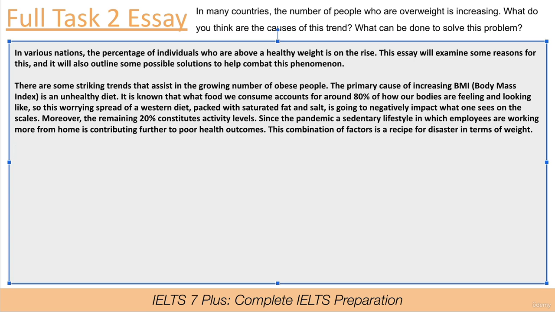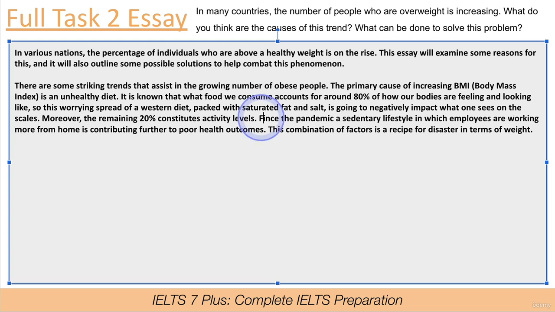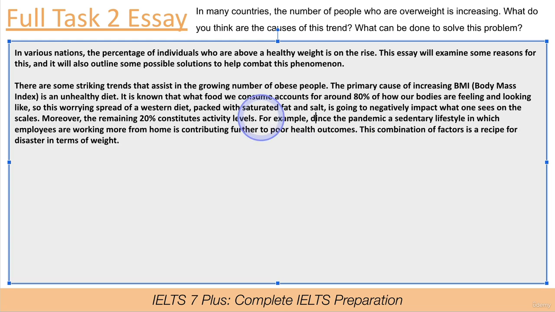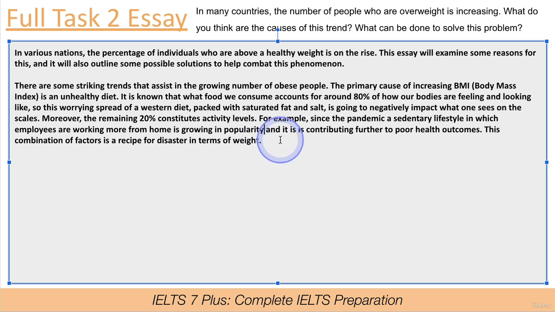Since the pandemic, a sedentary lifestyle in which employees are working more from home, we can say, for example, is rising in popularity or is growing in popularity, and it is contributing further to poor health outcomes. This combination of factors is a recipe for disaster in terms of weight.